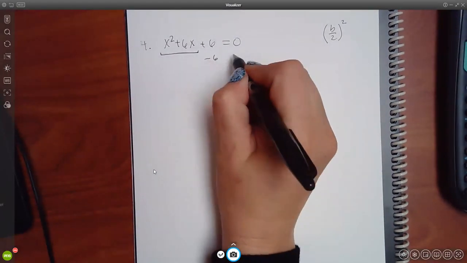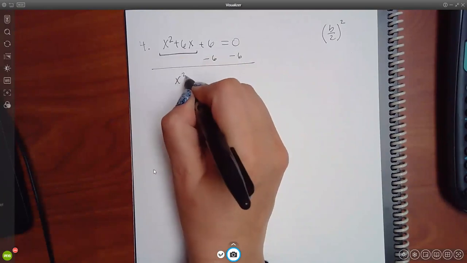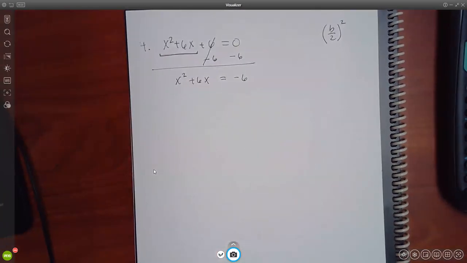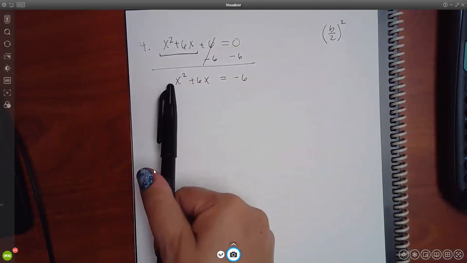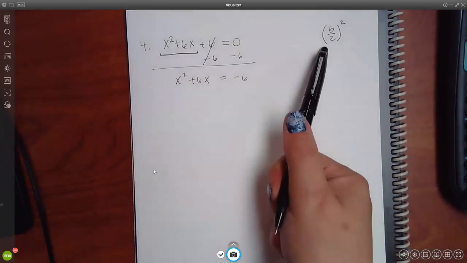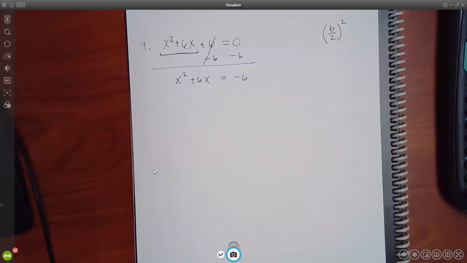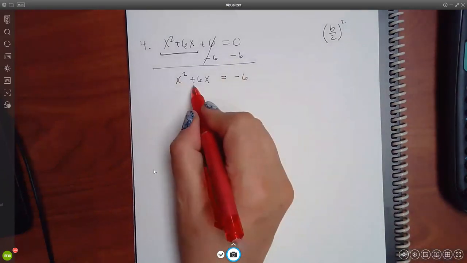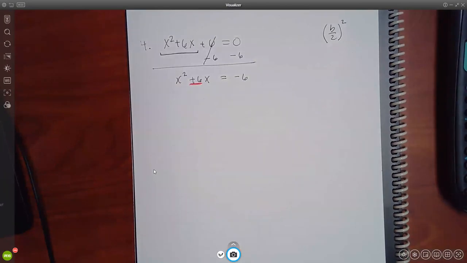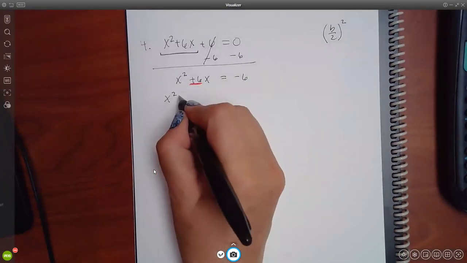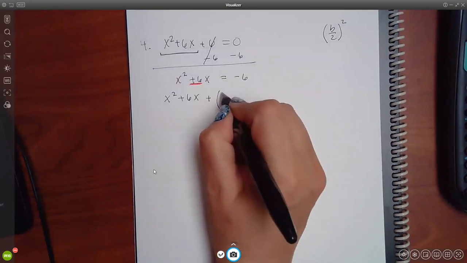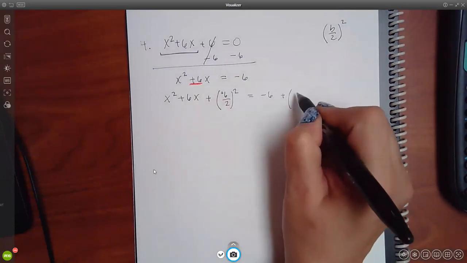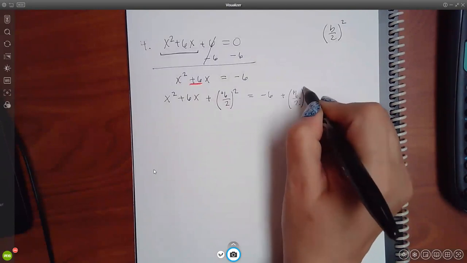So the first step is to subtract this 6 over, so that that 6 is gone, and now I have a negative 6 on the right-hand side. And as long as there's no number here, I can just go straight into adding what I need to add on both sides. Now, a is the number in front of x squared. b is the number in front of x. So in my case, it's a positive 6. So what I'm going to do is take these two terms and add a positive 6 over 2 squared. And I'm going to do the same thing on the other side. I'm going to add a positive 6 over 2 squared.